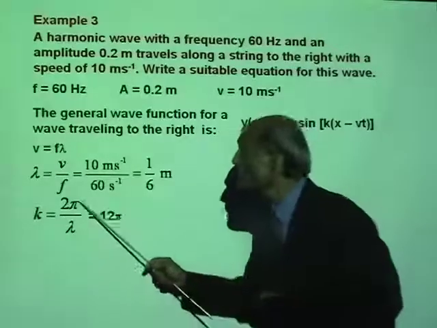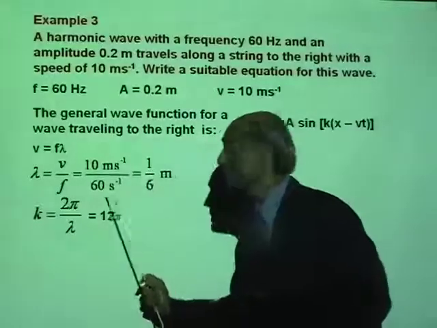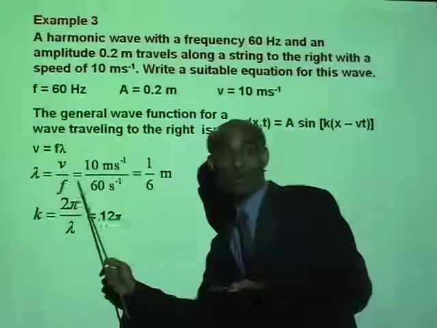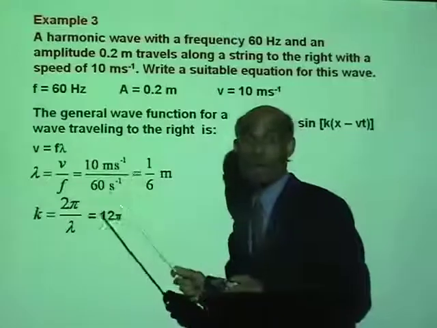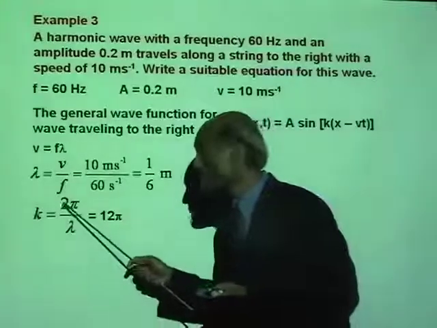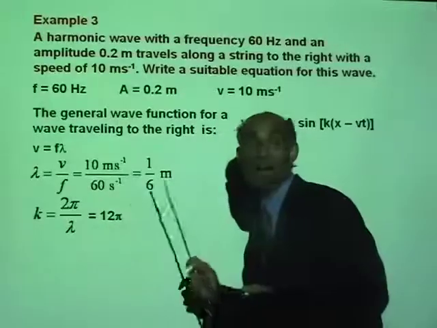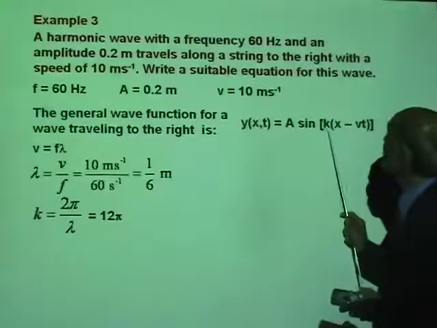That will be 2 pi divided by, what is lambda? Lambda is 1 over 6. 2 pi divided by 1 over 6. The 6 will go up and multiply with 2 pi, giving you 12 pi. Hope you understand that. k equal to 2 pi divided by 1 over 6. That will be 12 pi.